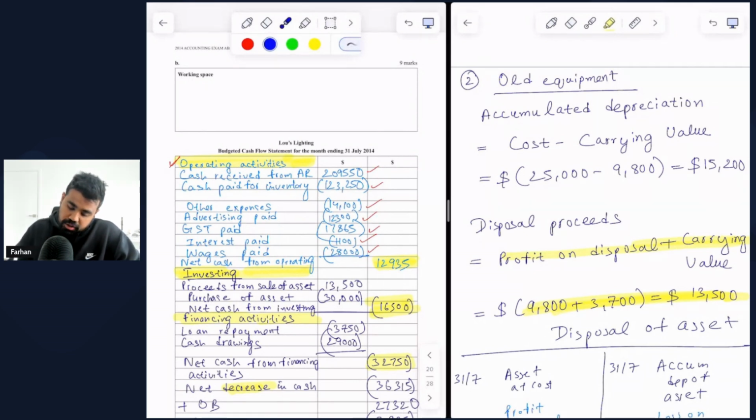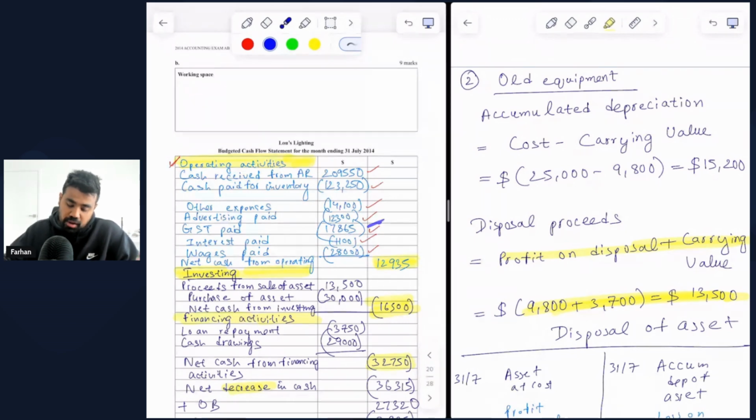Then you could talk about GST paid of 17,865. So GST paid is not an expense nor a revenue. This is the GST you pay when you make purchases for certain items. So this could be relevant to purchases of stock. This could also be relevant to any expenses that you've paid for in cash. So GST will not be included as part of the profit calculations, but definitely will be included in the calculation for the cash flow statement.